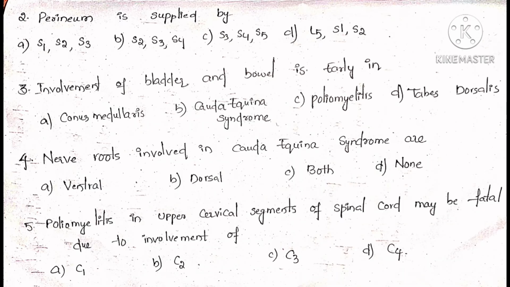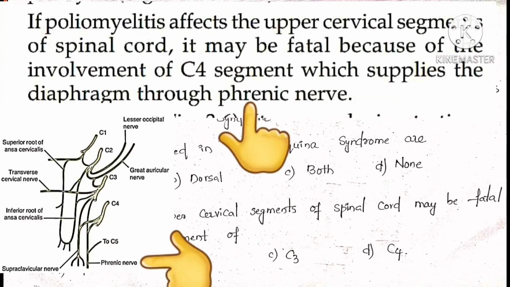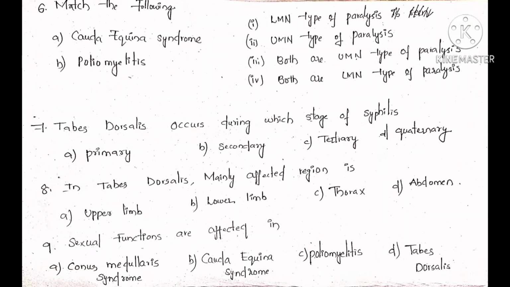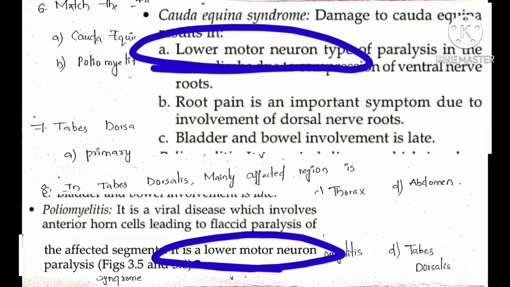Next question, poliomyelitis in upper cervical segment of spinal cord may be fatal due to involvement of which segment? Coming to the answer, option D is the correct option. The reason is C4 segment supplies the diaphragm through phrenic nerve. Next question, match the Cauda equina syndrome and poliomyelitis with the type of paralysis seen in them. To the answer, option 4 is the correct option. Lower motor neuron type of paralysis is seen in both the diseases.